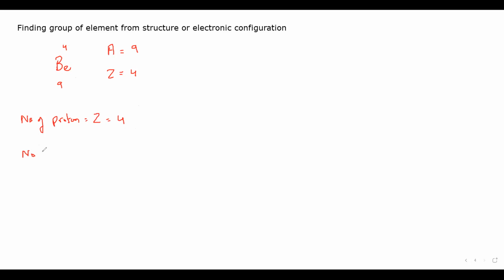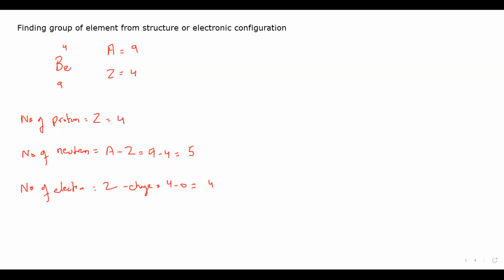The number of neutrons, that is equals to A minus Z. So equal to 9 minus 4, that is equals to 5. So there are 5 neutrons. And when I work out the number of electrons, that is Z minus the charge, because it does not have any charge, so Z is equals to 4, charge is 0, so that is equals to 4. So proton and electrons are same.